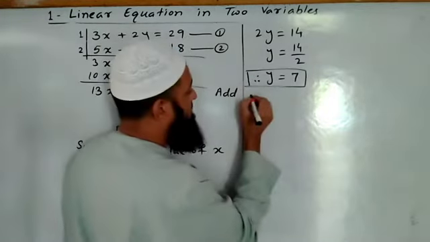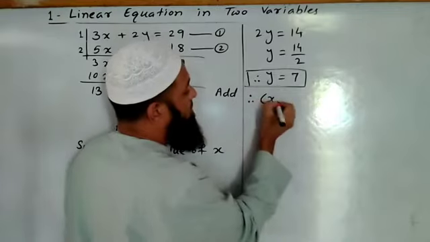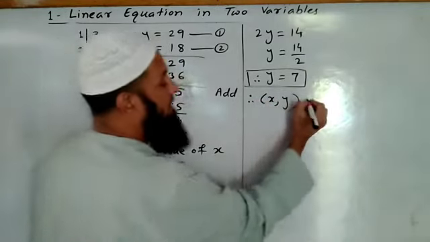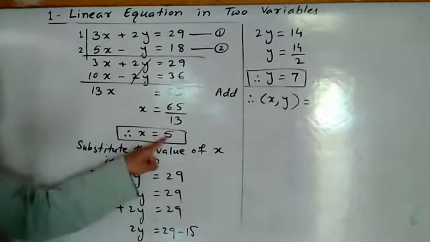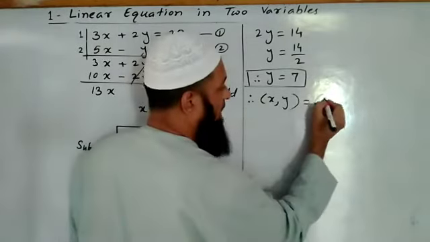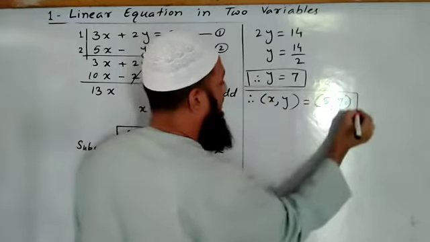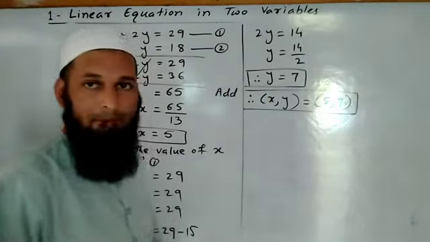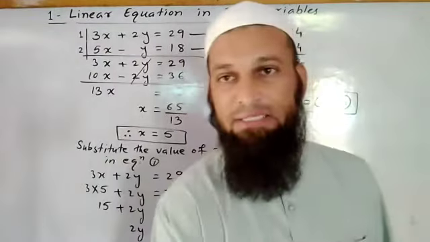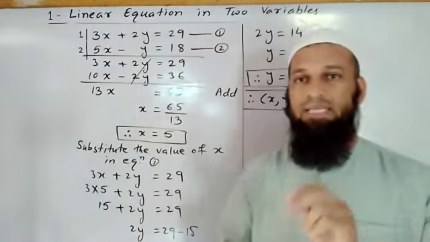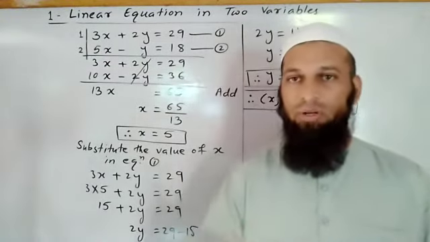Finally the solution is, therefore the solution means the values of x and y, which is equal to, the value of x is 5, comma, y, value of y is 7. So this is the final solution. Hope you understood. This was the second example. We have solved two examples. We'll see one more example.